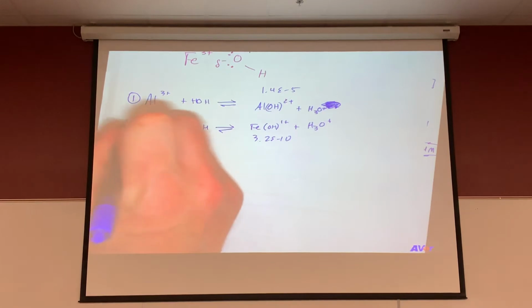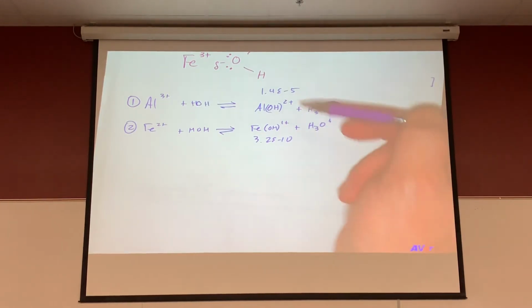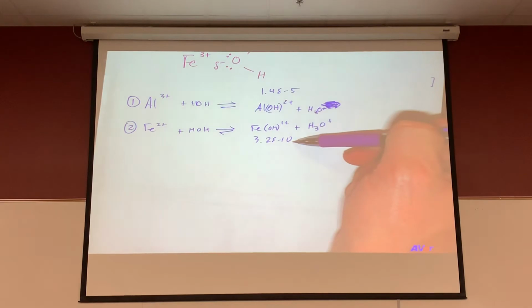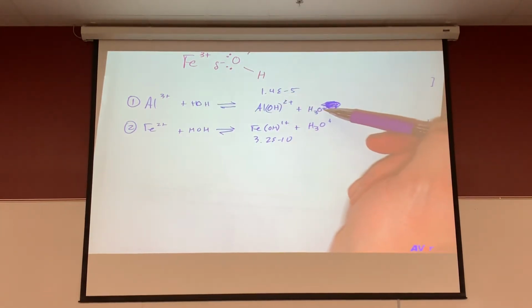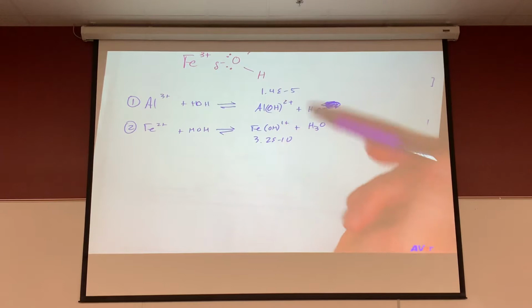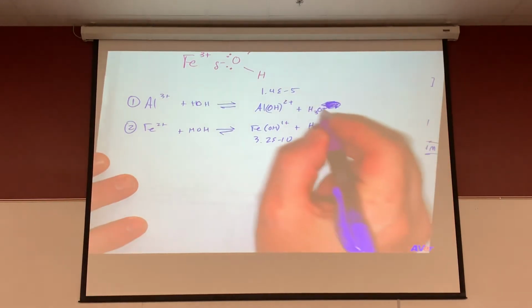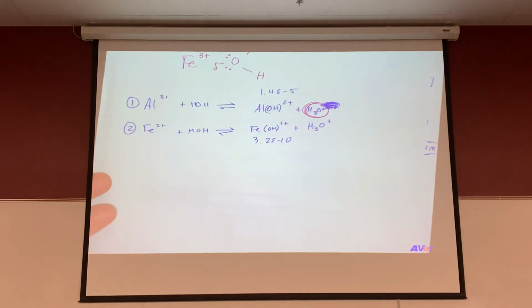Reaction 1 or reaction 2? Reaction 1. If you compare the Kas, larger Ka, smaller Ka, larger Ka means reaction further to the right. Which one's going to have a lower pH? Reaction 1. Because if it lies more to the right, that means you got a greater concentration of hydronium, which means lower pH.